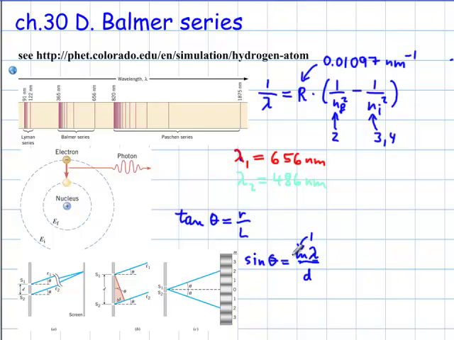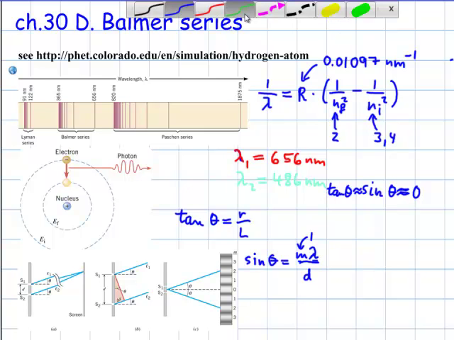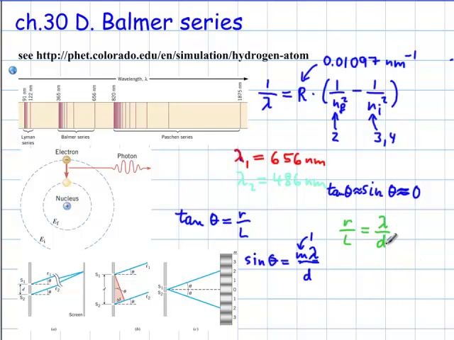Okay, then in the problem it says that sine theta is supposed to be approximated as theta. And what it also should say is that the angle is so small that the same thing happens with the tangent theta. So I can set these two equal to each other: r over L equals lambda over d. The lambda here is either one of these two, and the d is what we're supposed to figure out.